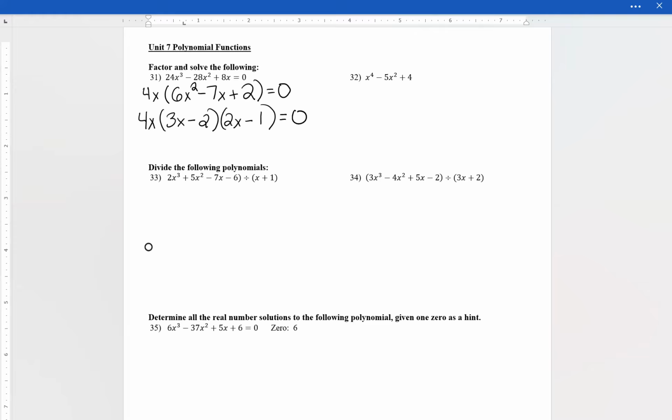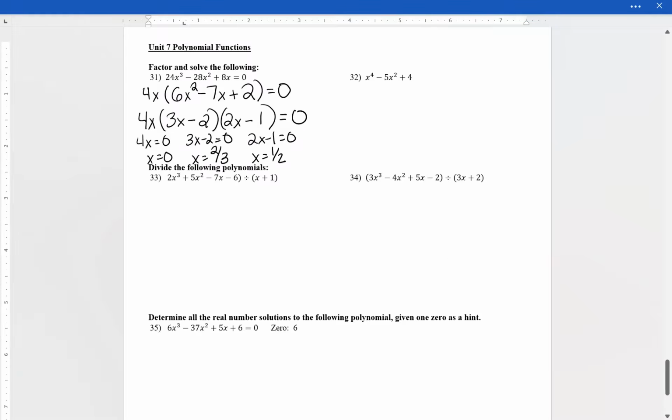Now, don't forget, you do have to set equal to 0. So 4x equals 0, I would get x equals 0. 3x minus 2 equals 0, I would get x is 2/3. And then for 2x minus 1 equals 0, I would get x equals 1/2, for my 3 answers there.